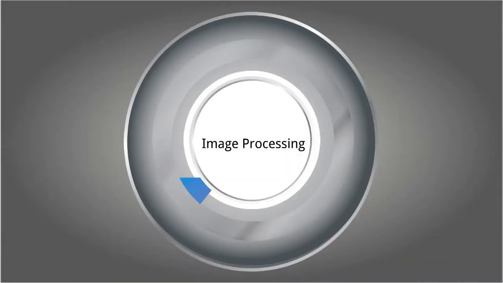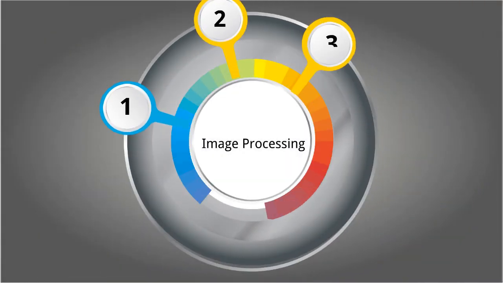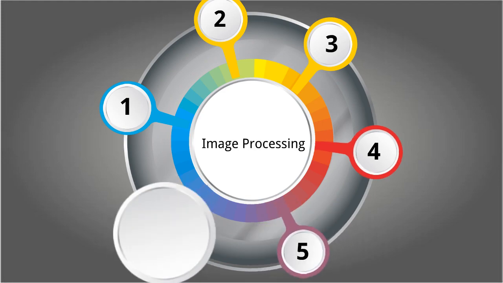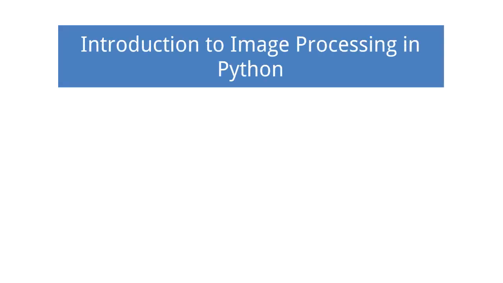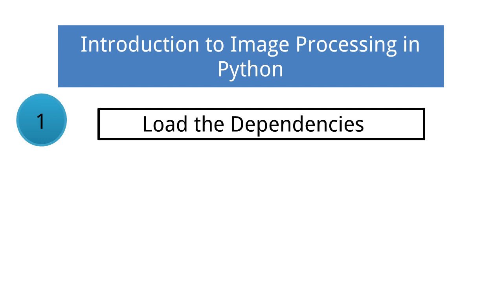Welcome to Introduction to Image Processing in Python, which can be subdivided in 6 steps. This tutorial provides an introduction to basic image processing techniques using the OpenCV computer vision library and some standard data analysis libraries in Python. Step 1, load the dependencies.